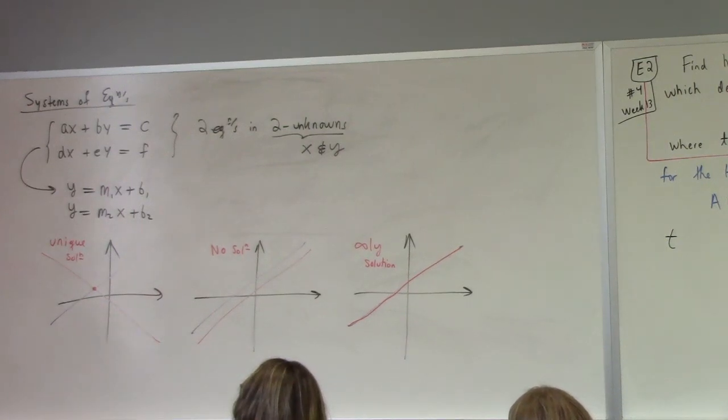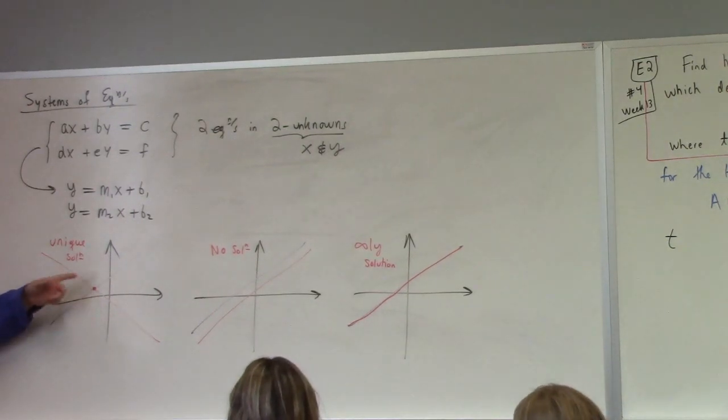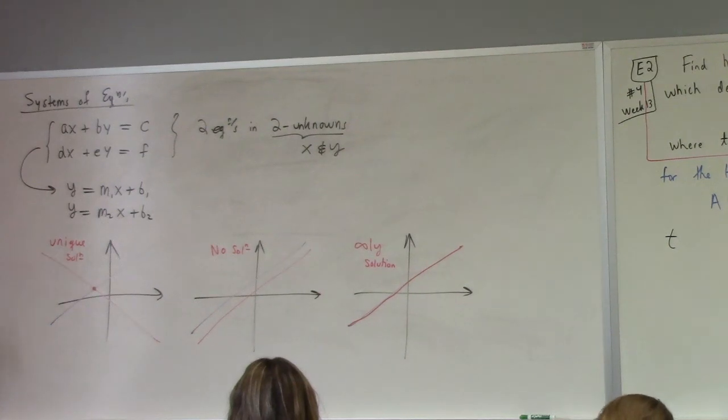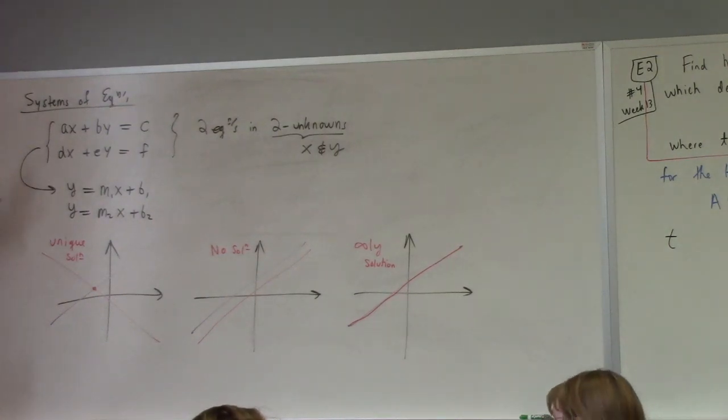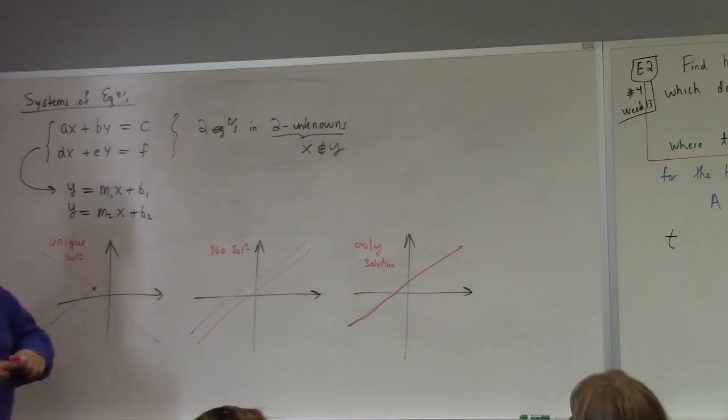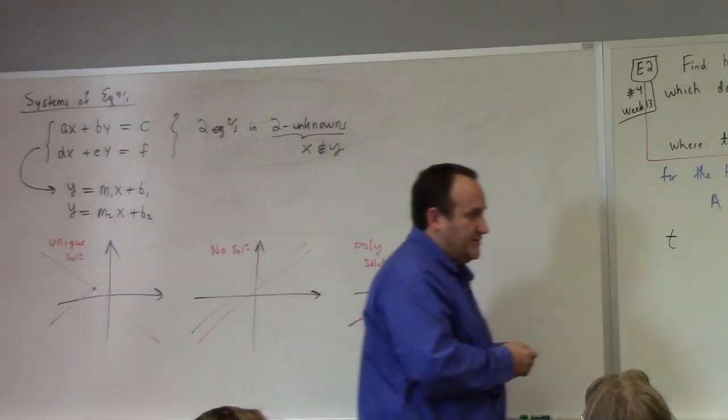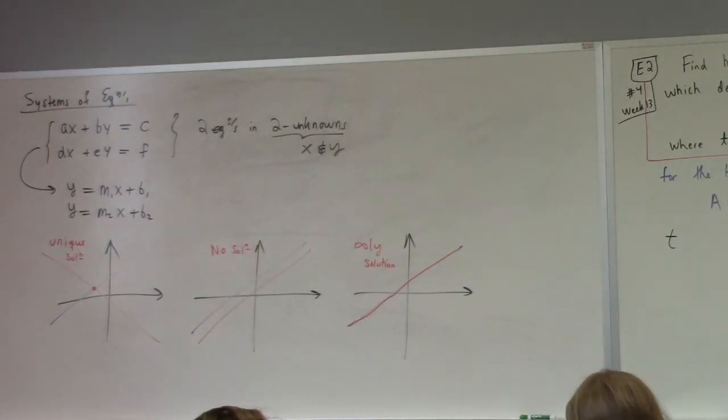The question then is, how do you find this point of intersection, or how do you decide that you're in one of the other two cases? That's what we're going to talk about starting on Wednesday. We'll also look at how to solve three equations and three unknowns. Interestingly, the story remains the same: there's either a unique solution, no solution, or infinitely many. That continues to be true as long as we're working over what's called characteristic zero.